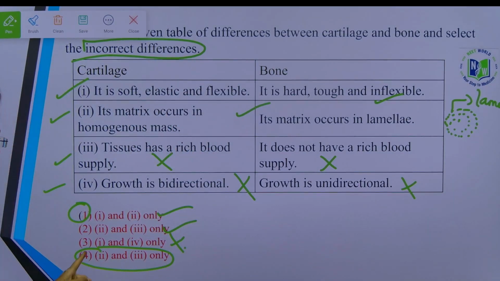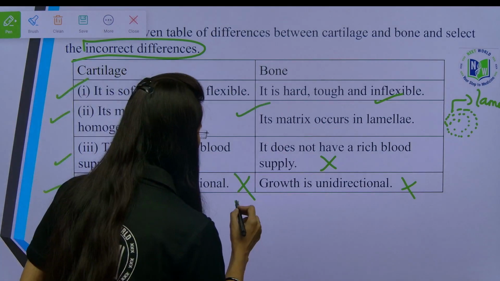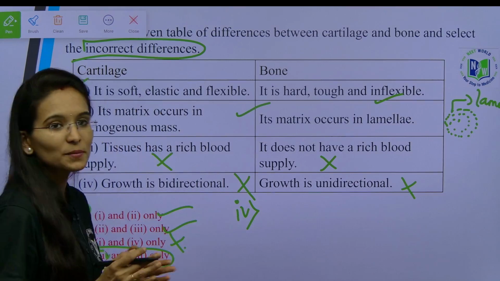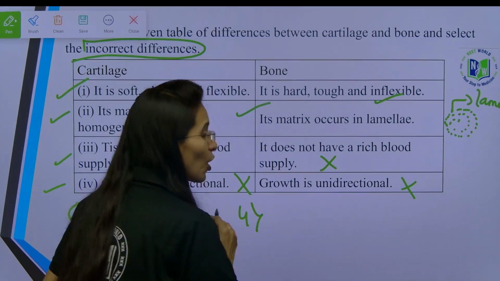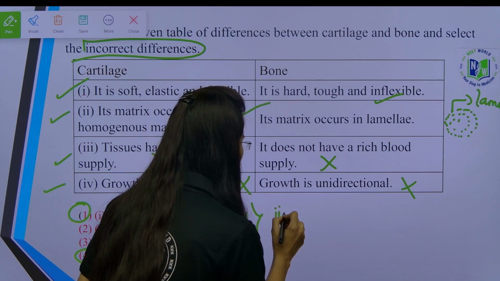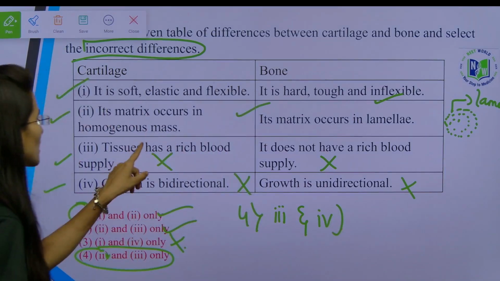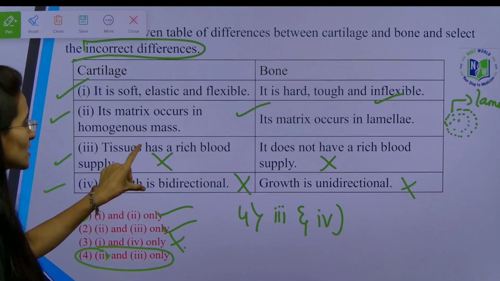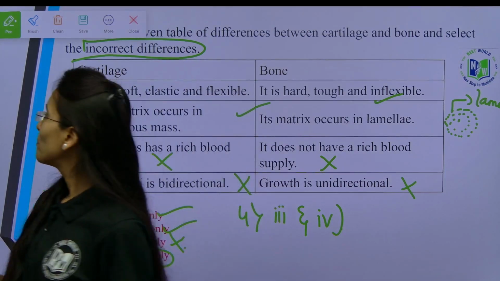See here, the fourth one is option 4 and 3. I am writing the fourth option here, students. Actually it is a printing mistake. So the given options in option 4 are 3 and 4. The differences of 3 and 4 are incorrect. So this is the right option related to the differences between cartilage and bone.